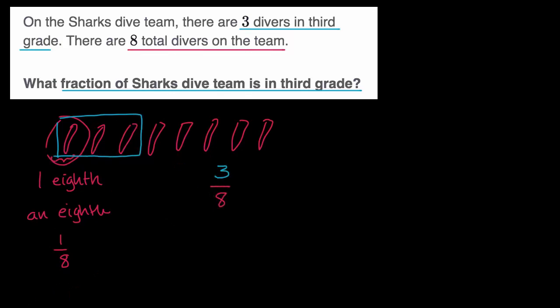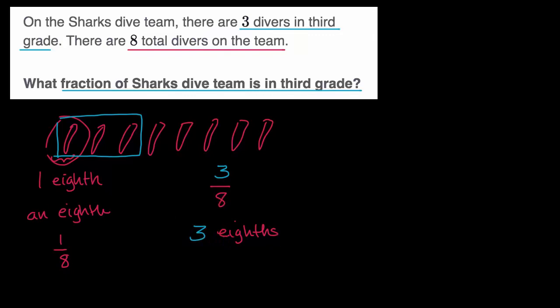Or you could represent it, if you wanted to write it out as a word, 3 instead of having it 3/8, you could write 3/8 like that. If you're doing this on Khan Academy, there would be some choices where you'd pick the correct choice, but you could represent the fraction of Sharks dive team that is in 3rd grade either as 3/8, or 3 and then spell out the word 8s.